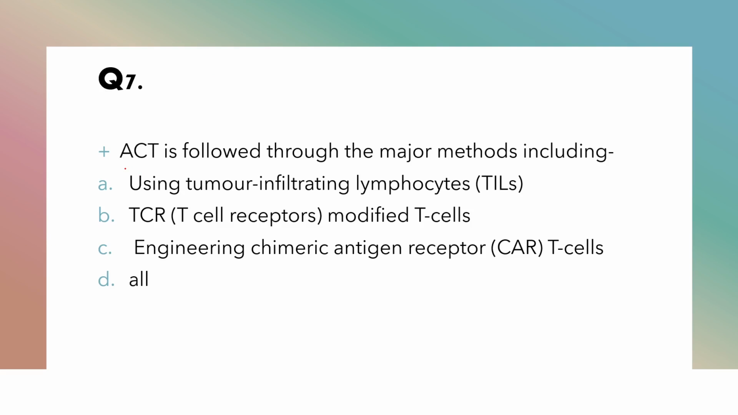ACT, now that we have talked about T cell therapy, that is adaptive cell therapy. This method is followed through major methods, including using tumor infiltrating lymphocytes, T cell receptor modified T cells, or engineered chimeric antigen receptor, that is CAR T cells. Which one is it? Or all? Try to answer this question, everyone.